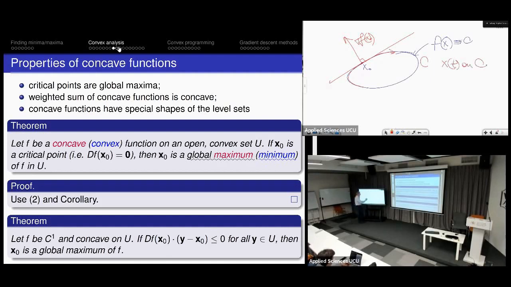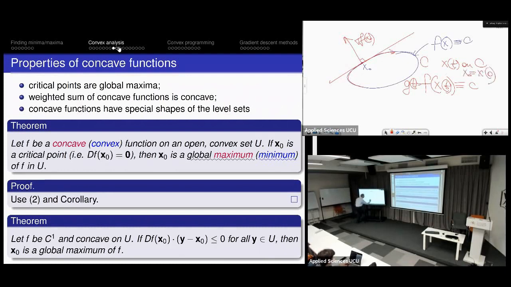Then f calculated at these points is, by definition, constant. It is equal to that C. But this is a function of the scalar variable t. Because it is constant, its derivative at every point is zero. In particular, let's assume that x naught corresponds to x of 0, for instance.